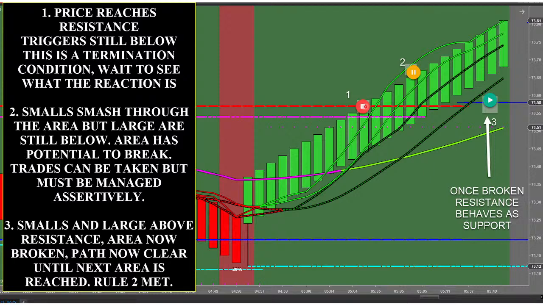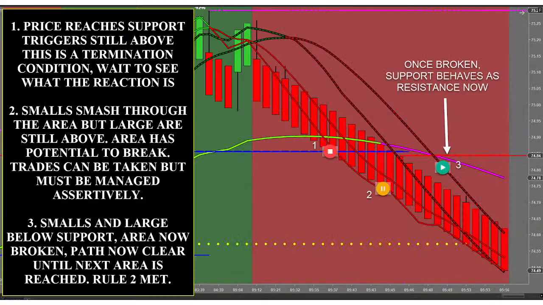So no trades, let's see what happens. Potential for a trade, let's manage assertively because the path isn't clear. The path is clear, let's look for those rules to be met and take that long trade. And the same thing happens short. Price reaches support, and guys, it is always a termination condition if the triggers are above.